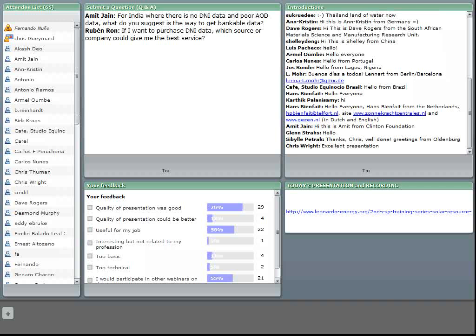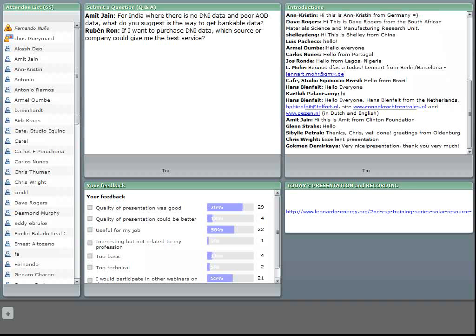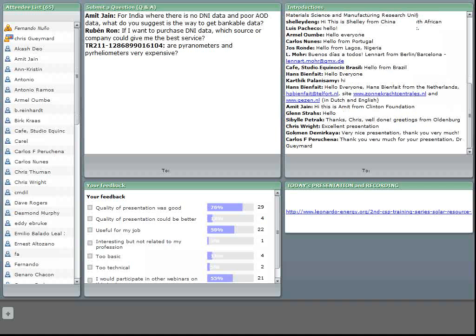So, a simple question: how expensive are pyranometers and radiometers? Obviously, price is a matter of quality or performance. There are very expensive ones.